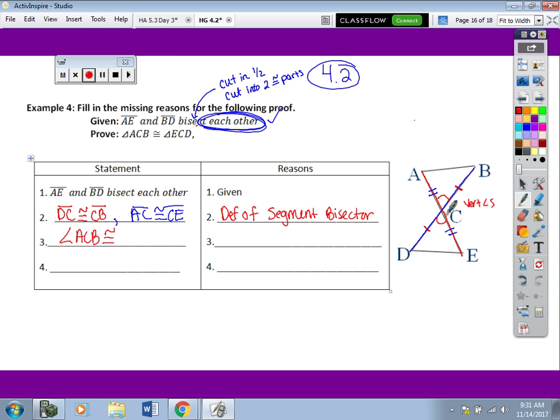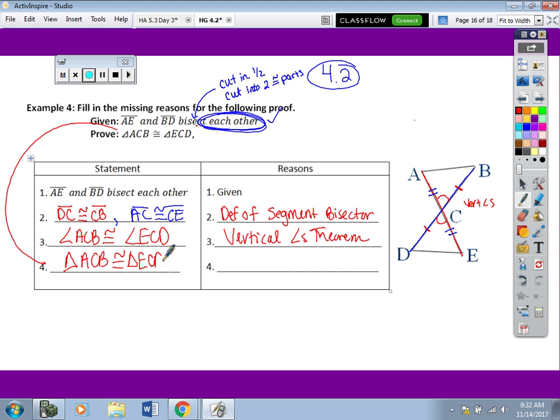The angle doesn't matter, the triangles do matter. But to be consistent, ACB, I'll do ECD. And that would be our vertical angles theorem, or vertical angles are congruent. Now we have SAS, SAS. So we are done. We would copy our proof statement down here. That would be our SAS postulate.